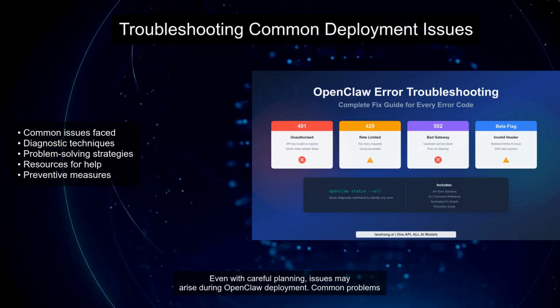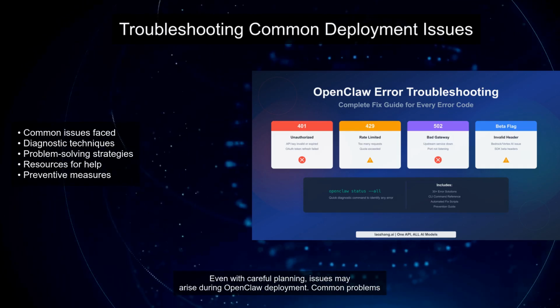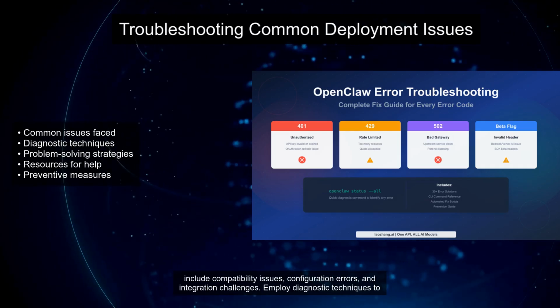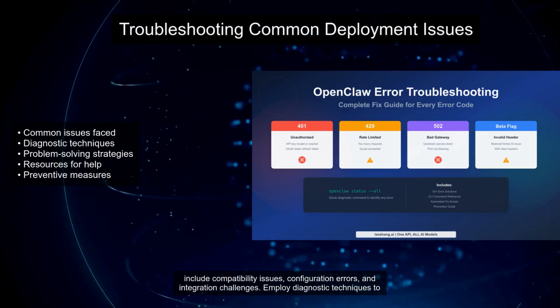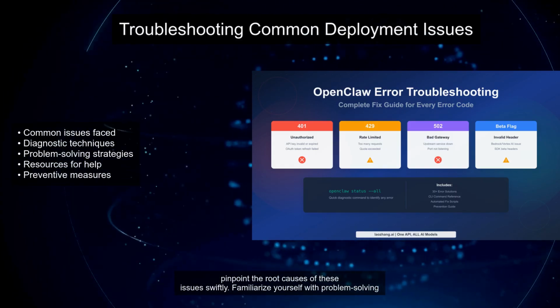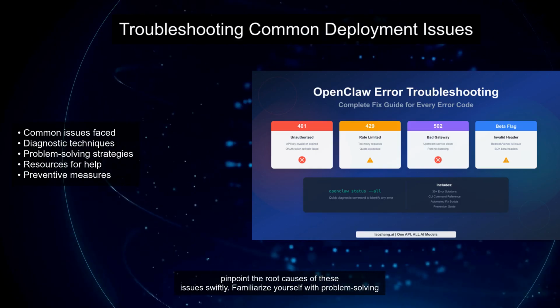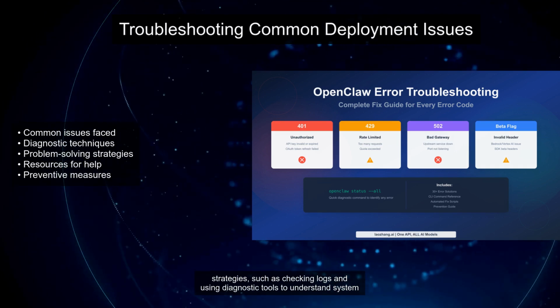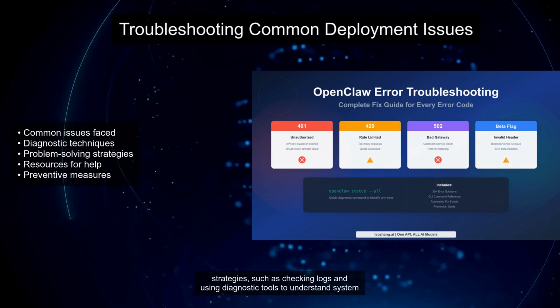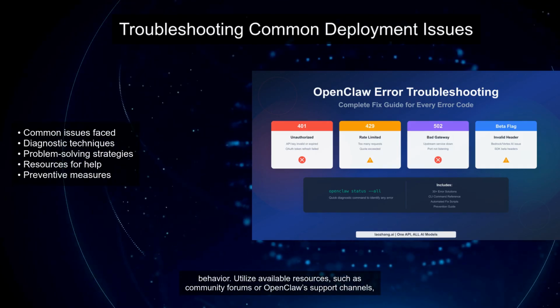Even with careful planning, issues may arise during OpenClaw deployment. Common problems include compatibility issues, configuration errors, and integration challenges. Employ diagnostic techniques to pinpoint the root causes of these issues swiftly. Familiarize yourself with problem-solving strategies, such as checking logs and using diagnostic tools to understand system behavior.